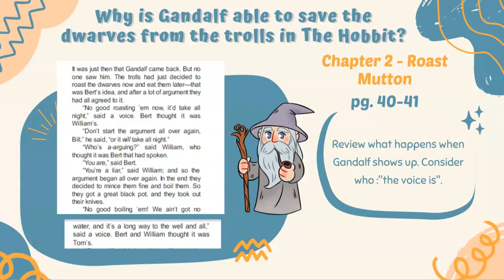Bert thought it was William, the other troll. "Don't start the argument all over again, Bill," he said, "or it'll take all night." William said, "Who's arguing?" who thought it was Bert who had spoken. Do you see what's happening here? Bert and William thought that this voice was one of them, but consider who had just entered the scene. So how does Gandalf save the dwarves from the trolls in The Hobbit? Consider again who the voice is.